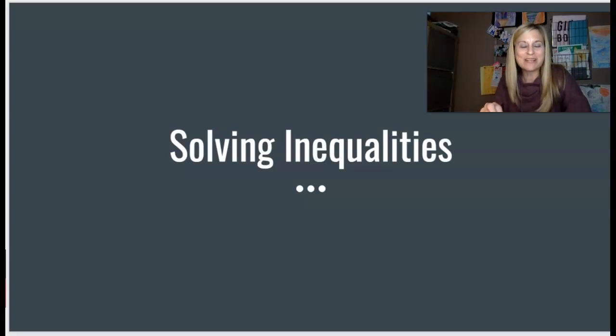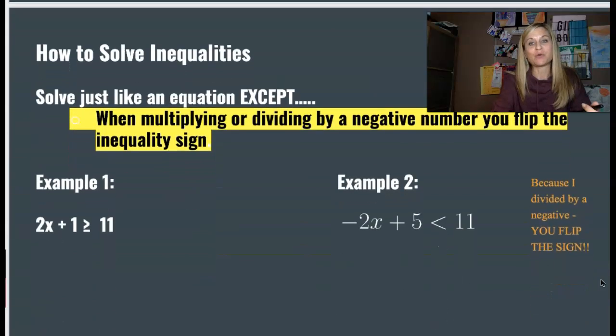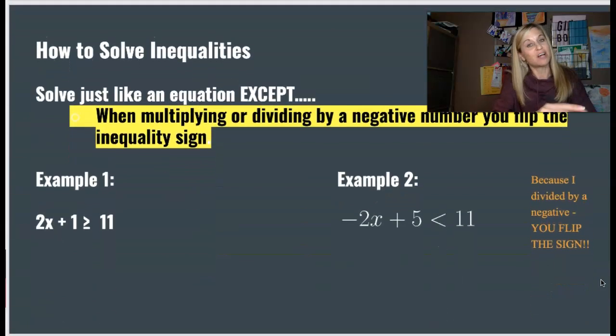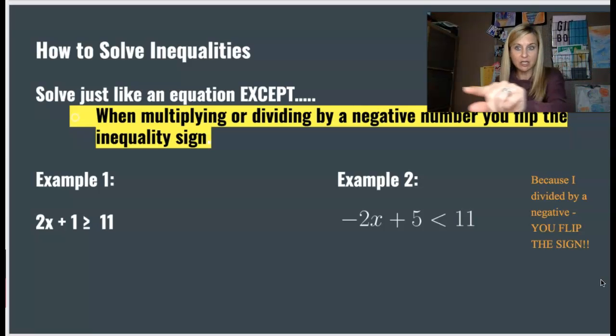Hey guys, so today we're going to be talking about solving inequalities. The cool thing about inequalities is that when you solve them, you're solving just like you're solving an equation. The only difference is, here's the one exception. So everything in yellow I need you to write down.